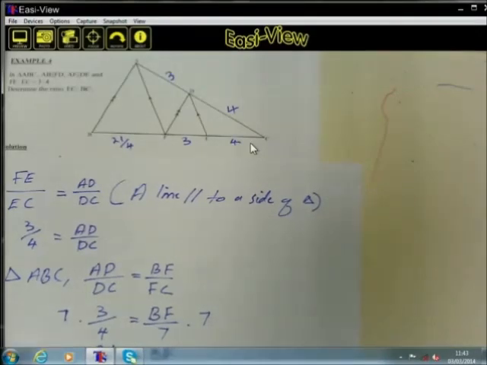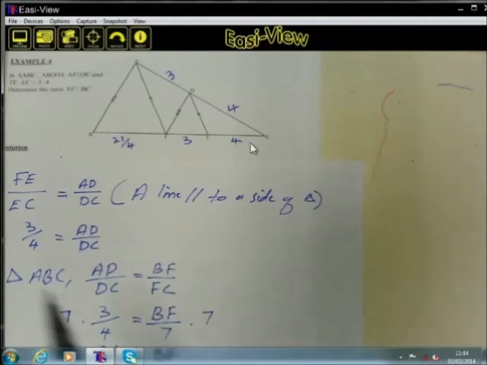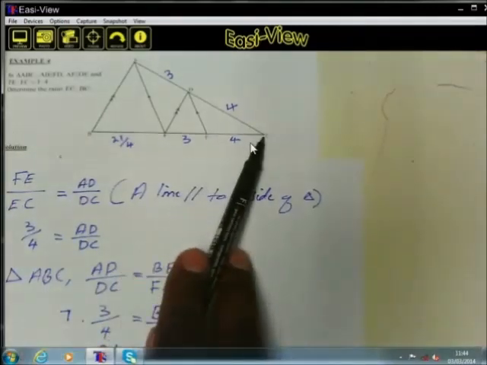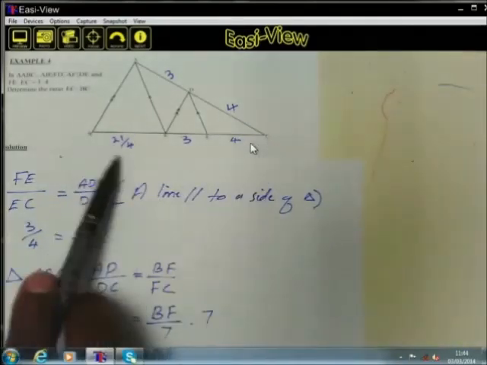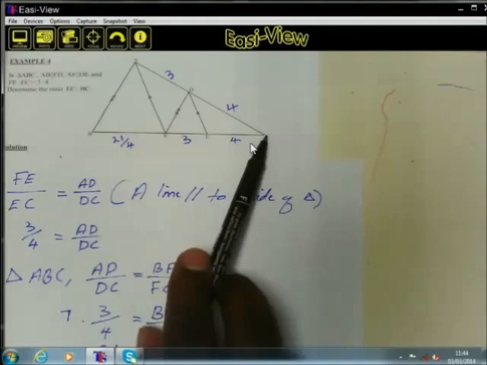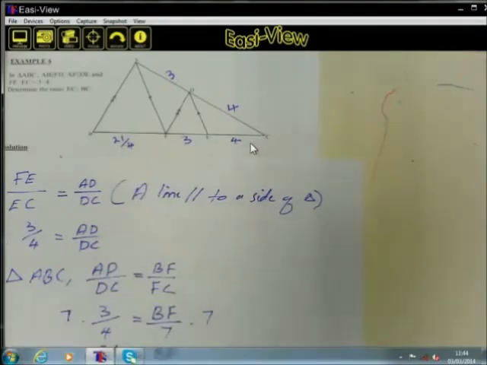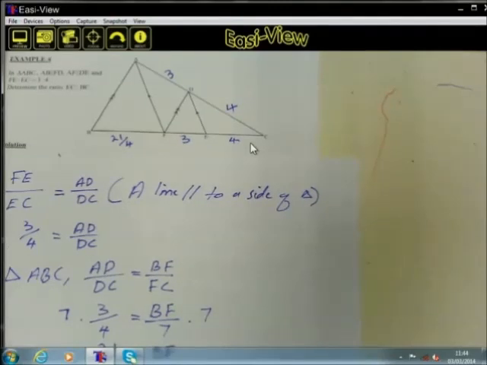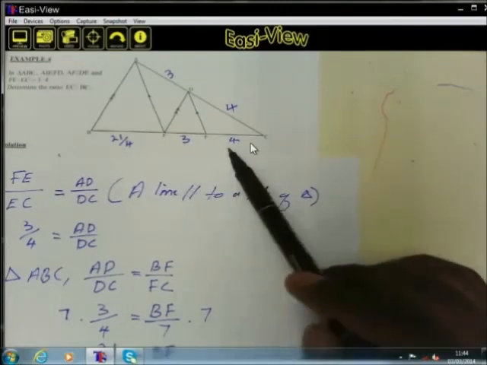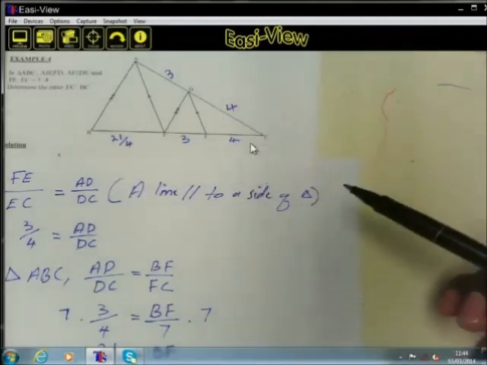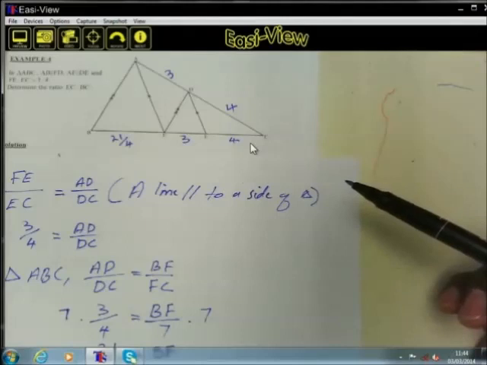Now, let's answer our question. The question states, determine the ratio of EC. Remember, we've got EC, it's 3. But BC, we don't know the ratio. So to have the ratio for BC, we add 4, 3, and 21 over 4. Let's add them together. 3 plus 4 give you 7. 7 you add it to 21 over 4. What answer do you get?